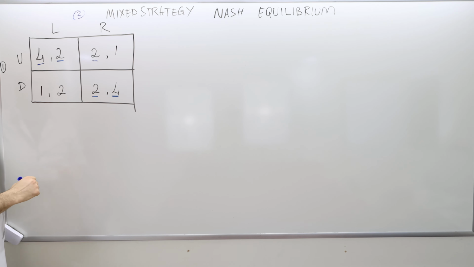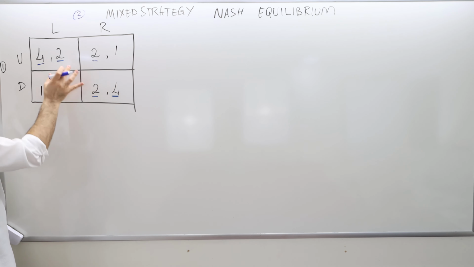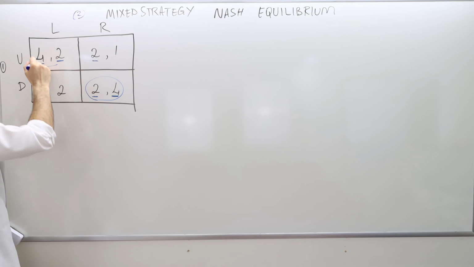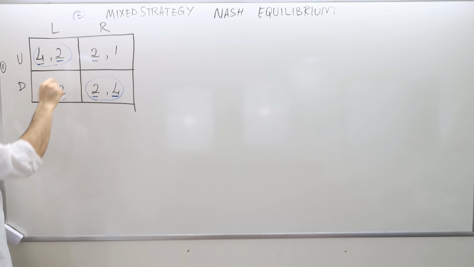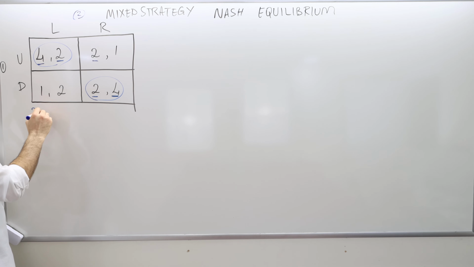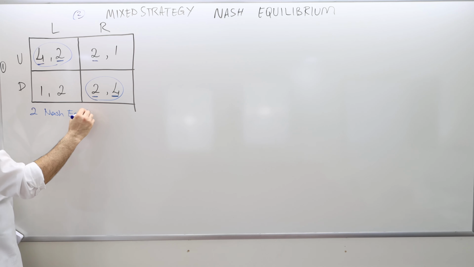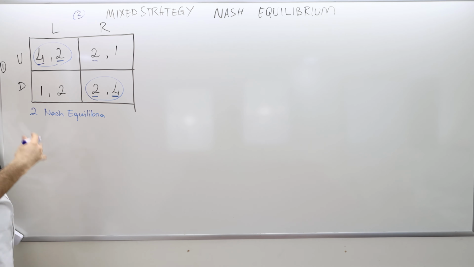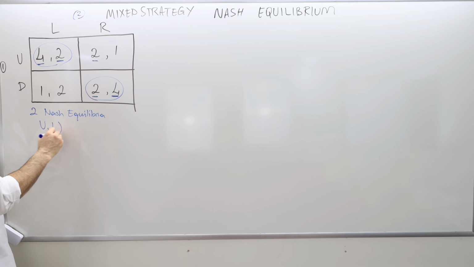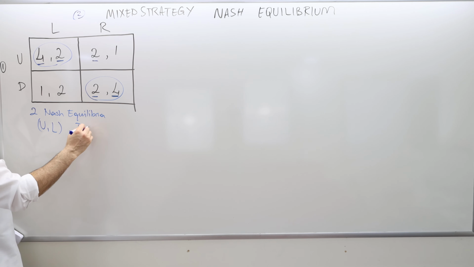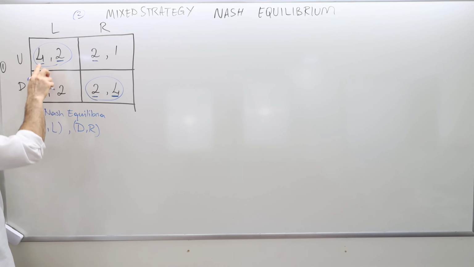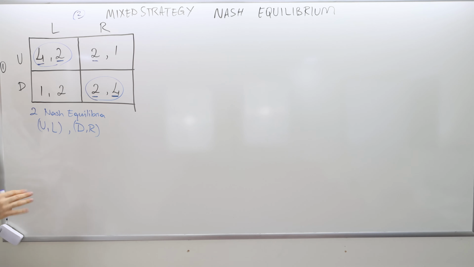All right, both numbers are underlined, and that occurs twice, not here, all right? So therefore there are two Nash equilibria. Equilibria is the plural of equilibrium, and these are UL and DR, with corresponding payoffs 4, 2, and 2, 4, okay? So these are two Nash equilibria in pure strategies.